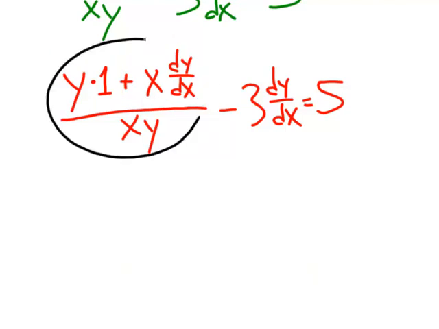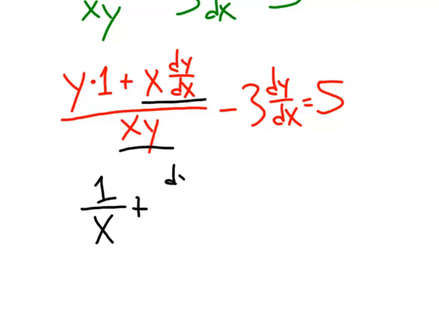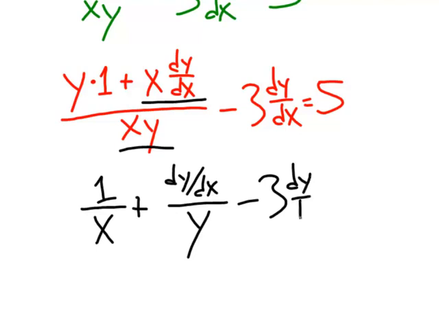Let's first break this fraction apart into two separate fractions. We'll take y over xy, and we can see that the y's are going to cancel out, and I'll just get 1 over x there, plus x dy over dx over xy. And here we see that the x's are going to cancel out. So dy over dx over y minus 3 dy over dx equals 5.